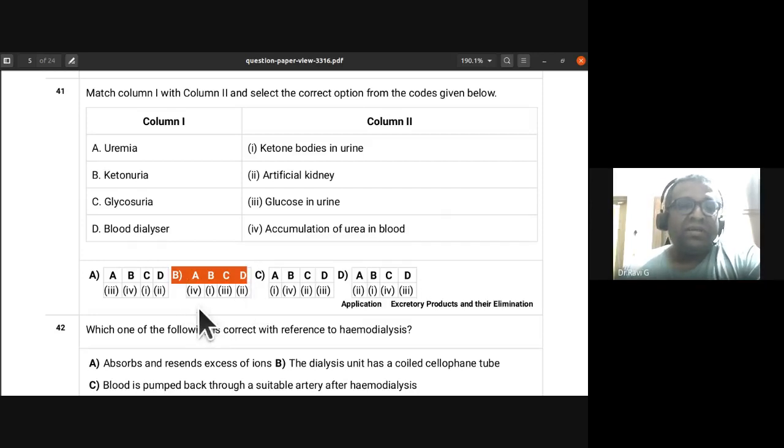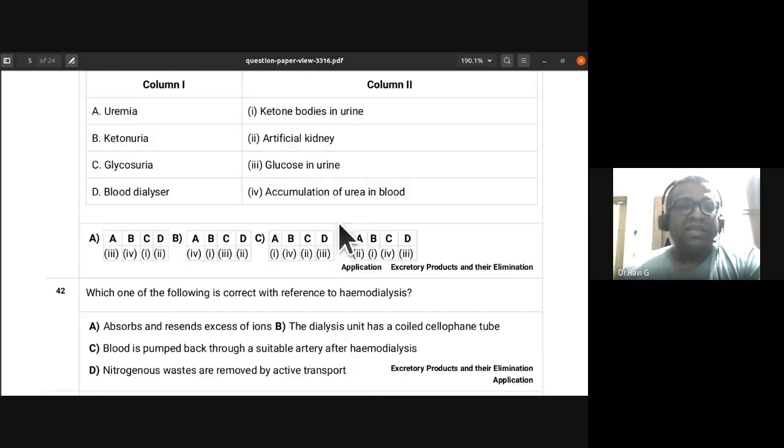4132 is the choice of this column 2. So uremia is accumulation of urea in blood, ketonuria, ketone bodies in urine, glycosuria, glucose in urine. Blood dialyzer is called artificial kidney.